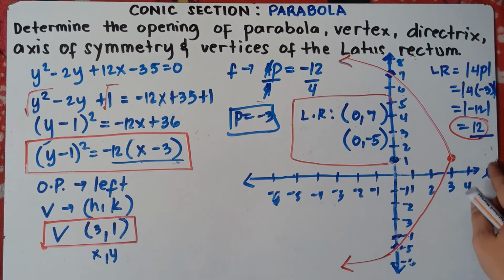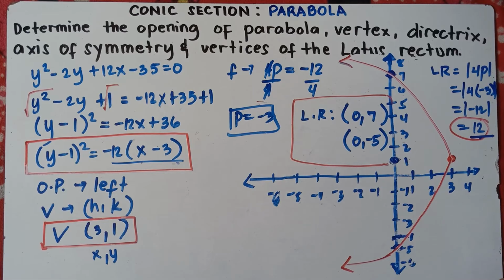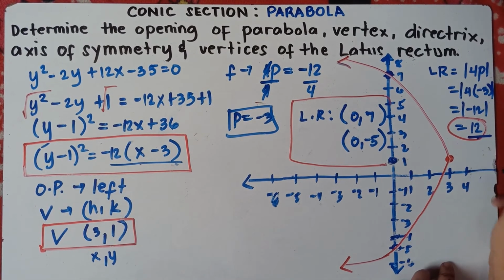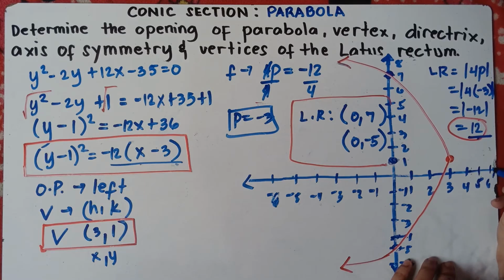So 1, 2, 3, we don't have enough space. Let me put another point. So this will be 1, 2, 3, so 5, 6. So this will be 5 and then 6. I'm so sorry, class, we don't have enough space. I do apologize for this one.